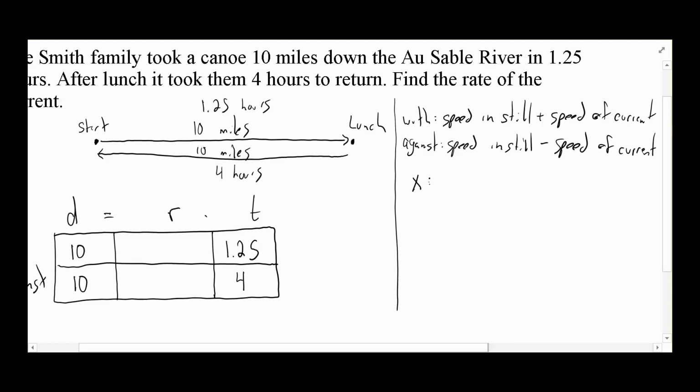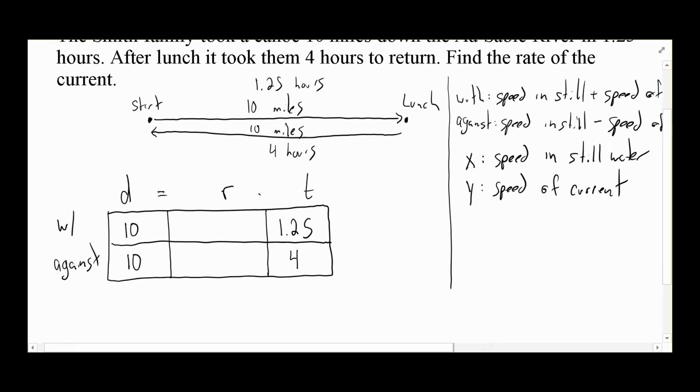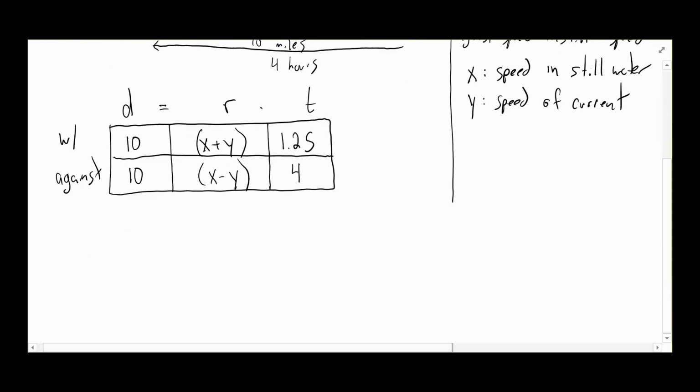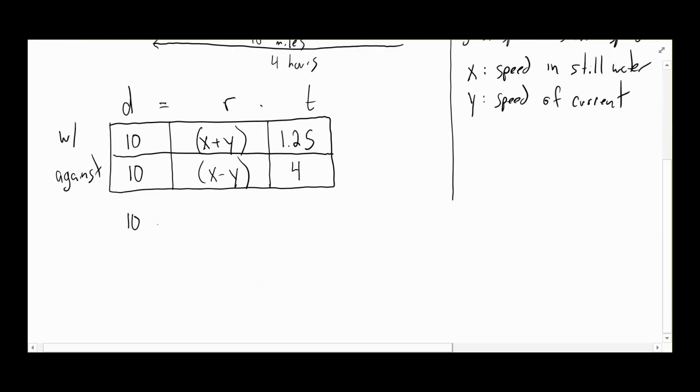Now we can see what our variables need to be. One of our variables needs to be our speed in still water. So the speed that we're trying to paddle if there was no current at all. And y can be the speed of the current. Again, writing this out in words. And what this tells us is our speed when we're going with the current is x plus y, and against the current our speed is x minus y.